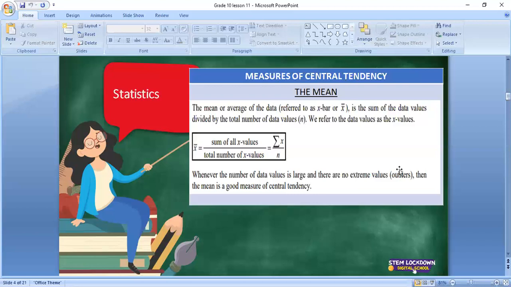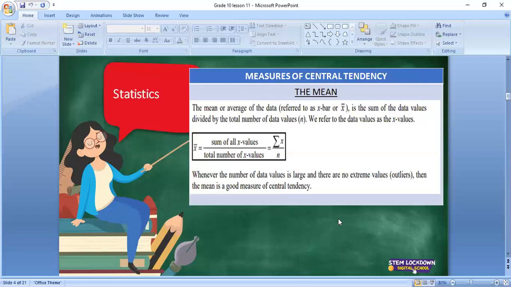So we say in the absence of an outlier, the mean is a good measure of the central tendency. But when there is an outlier, then the mean will not be a good measure of the central tendency.